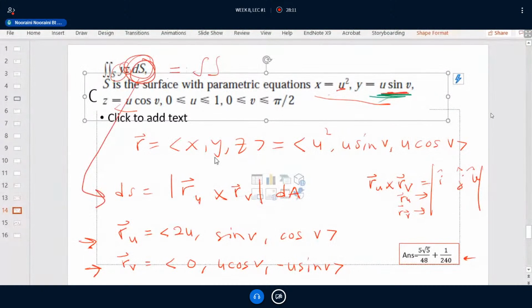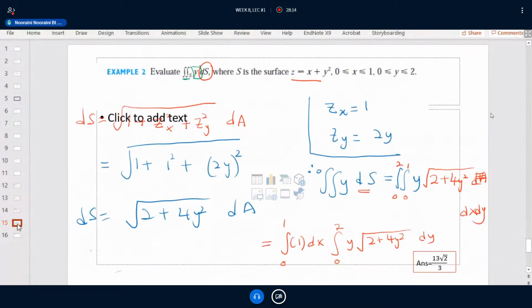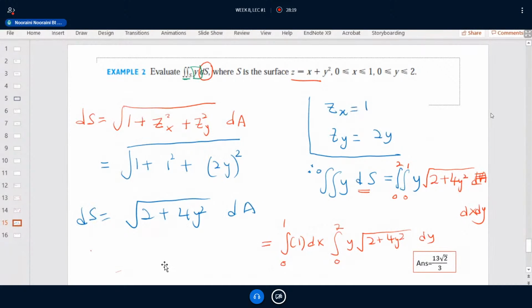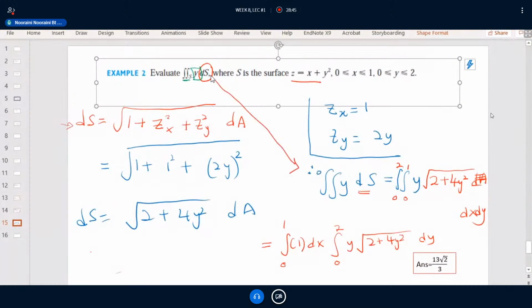But now we have another example where you don't parameterize your function. Here you have y ds. Since you don't parameterize your function, your ds here, you need to apply this formula: the square root of 1 plus z, differentiate your surface function with respect to x, here that's why we get 1. Differentiate your surface function with respect to y, you get 2y. After you substitute everything here into your y ds, just substitute this ds, and you should get this for the double integral of y ds.